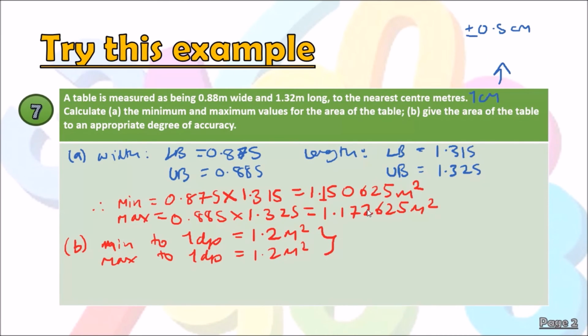And that's it, guys. We can safely say that, to one decimal place, the area of the table is approximately 1.2 meters squared.